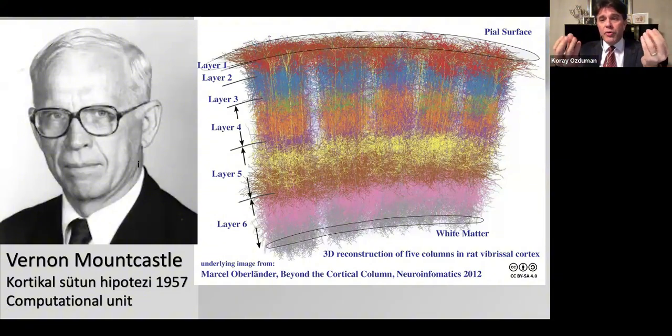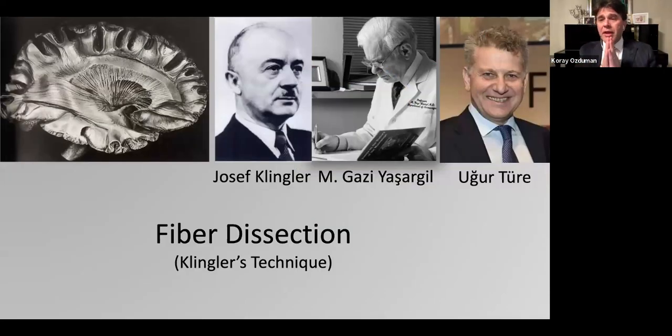But then, because each of these computers needs to be connected to each other, we had to learn more about their connections. And these connections came with the help of anatomists and neurosurgeons alike. The first one was Joseph Klingler in the 1950s, and Klingler invented the fiber dissection technique, which you are seeing on the left side.